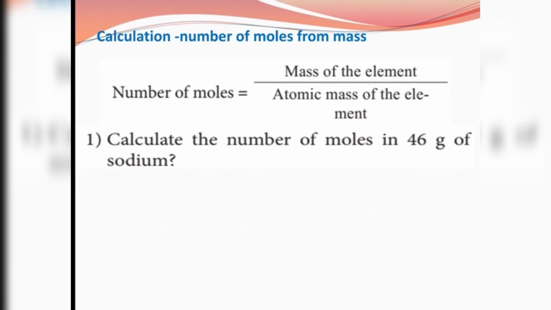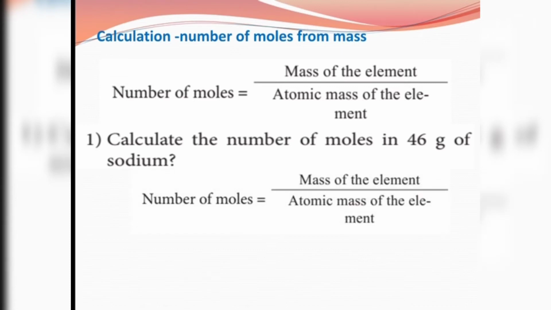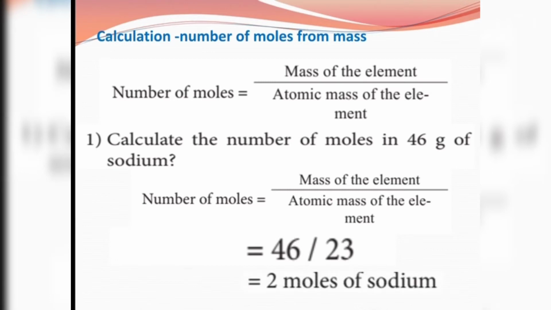First sum: calculate the number of moles in 46 gram of sodium. Formula: number of moles is equal to mass of the element divided by atomic mass of the element. Here the element is sodium. Mass of the sodium is 46 gram. Atomic mass of the sodium is 23. Therefore, number of moles is equal to 46 divided by 23, that is equal to 2 moles. So, number of moles in 46 gram of sodium is equal to 2 moles of sodium.